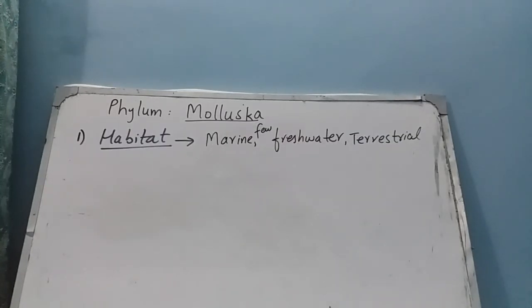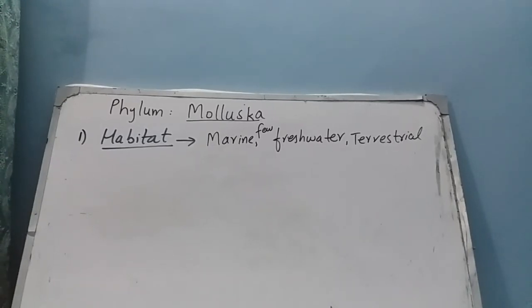So now, first of all, habitat. Mollusks are mainly found in the marine, in the sea water. Few are found in fresh water and some on land. So mollusks mostly exist in the sea water. Besides this, they are mostly herbivorous, but some mollusks like squids and octopus are active predators. They capture their prey.